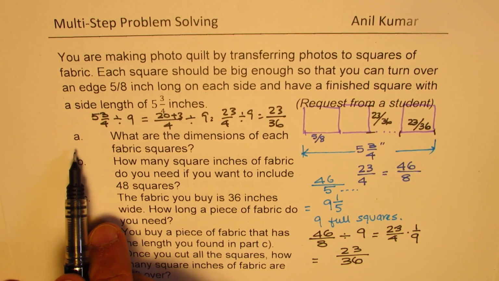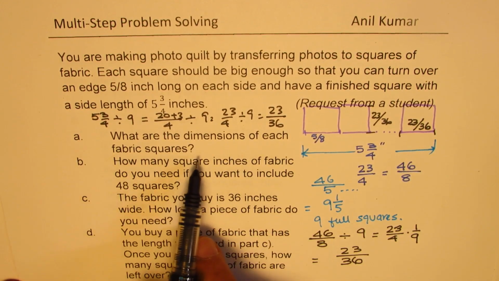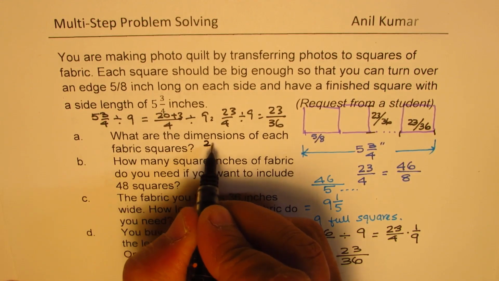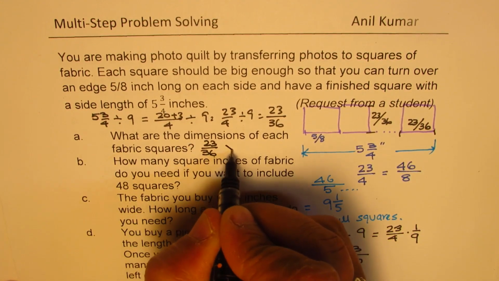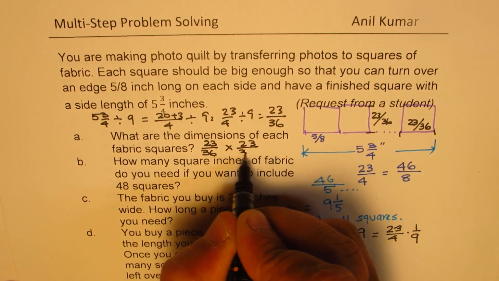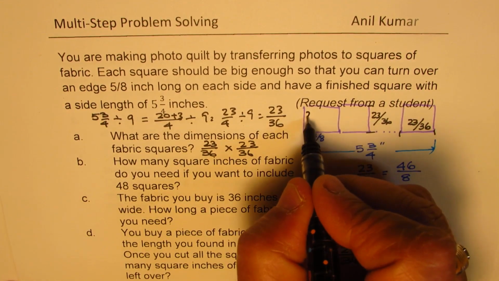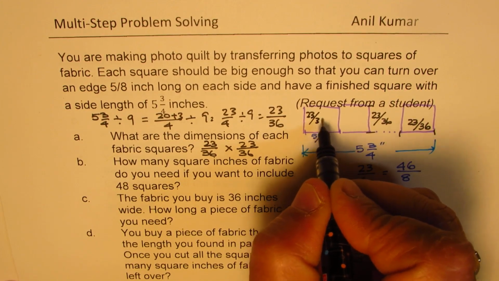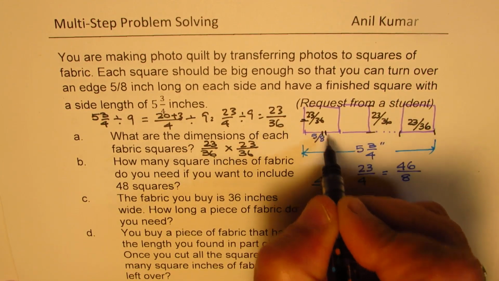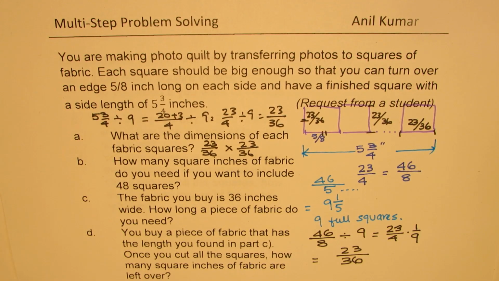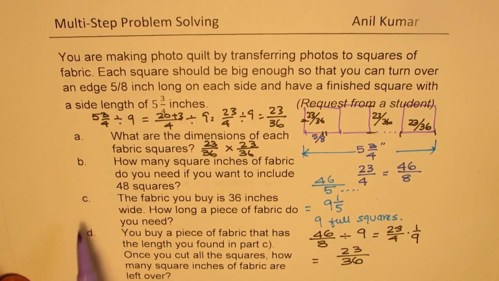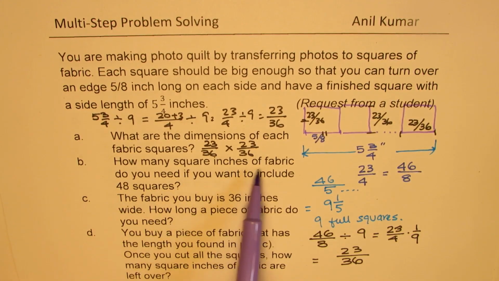So part A: what are the dimensions of each fabric square? It is 23 by 36 times 23 by 36. That is the length and width, right? Each side is equal. Does it make sense to you? That is the most critical part, and we just found it: the square should be of length 23 over 36. Now on the new page, we'll answer B, C, D.